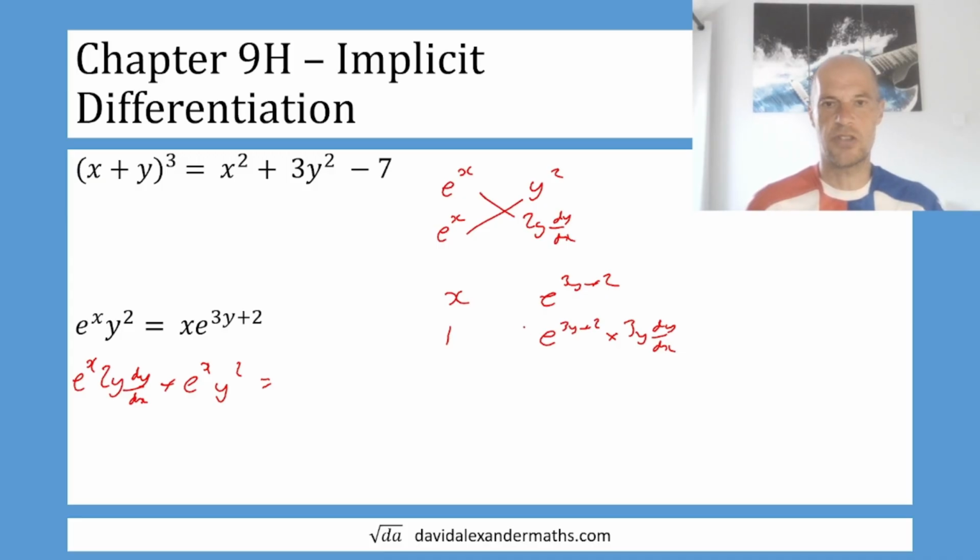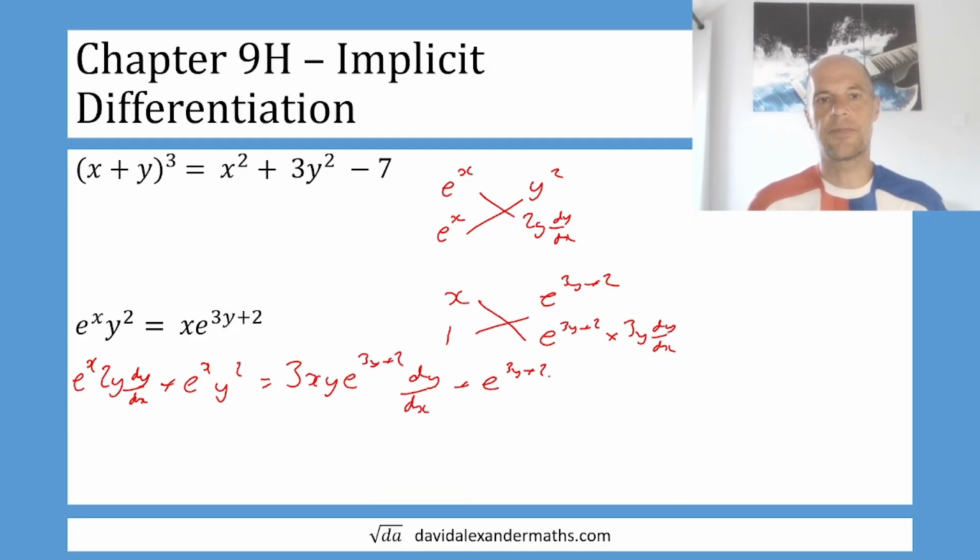Well, see, I'll show you what I mean. So I'm multiplying these two together as well. So I'm just going to call that, so I'm going to put the 3y to the front. It doesn't really matter, but I'll put the x in there as well. So 3xy e to the power of 3y plus 2 dy by dx plus e to the power of 3y plus 2.